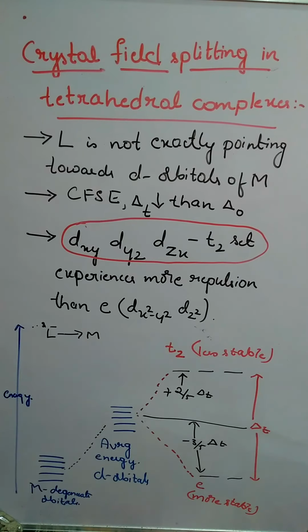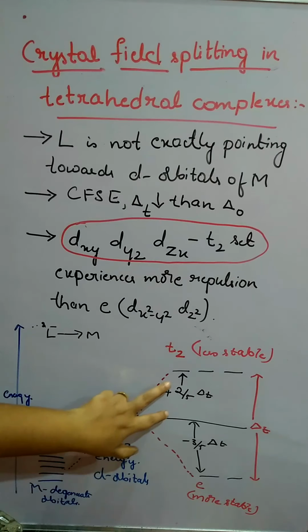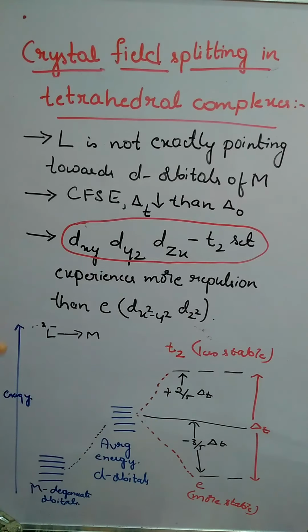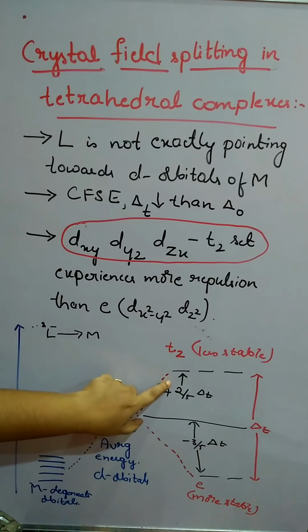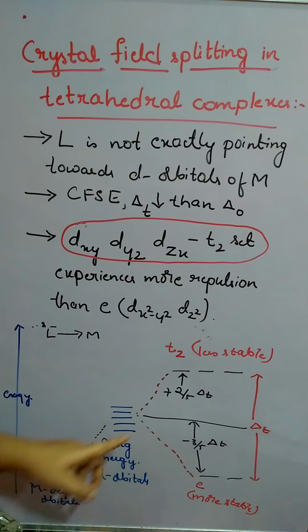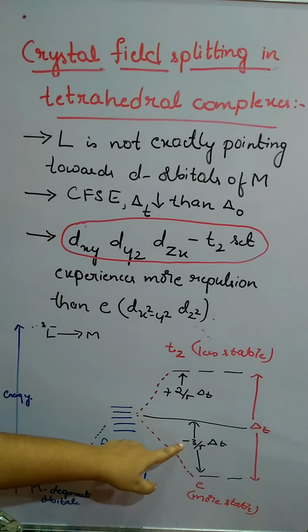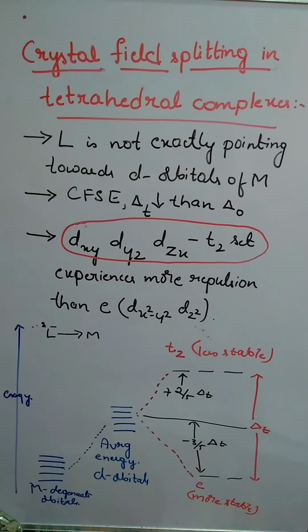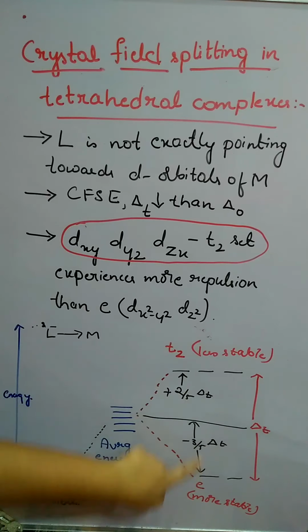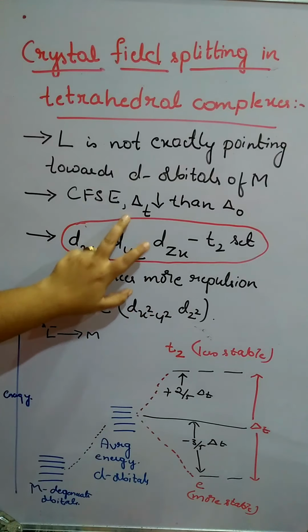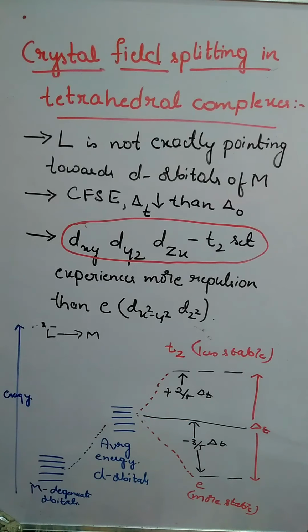A few more things are there. You can observe here the difference from the octahedral complex, where the energy was increased by 3 by 5 delta O and decreased by minus 2 by 5 delta O. Why is there a change between octahedral and tetrahedral? Since the ligands are not exactly pointing towards the d orbitals, the crystal field splitting is less. Due to that reason, it is in this manner.